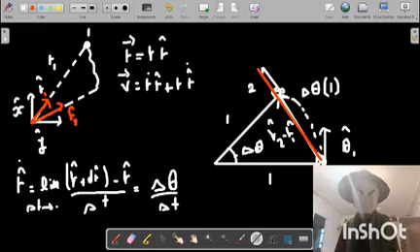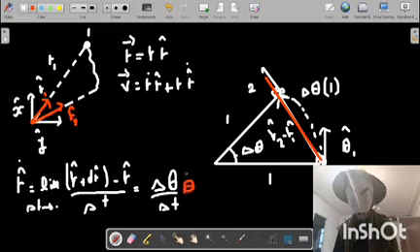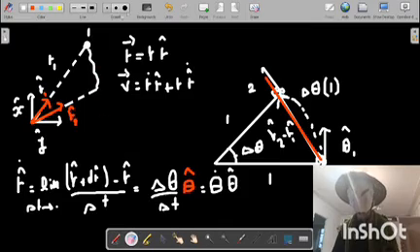And remember, this is not a proof. I just want to give you a vision. They have proofs with very complicated math. So we're using vision to understand this. Theta hat. So therefore, r hat dot is delta theta divided by delta t, which is theta dot theta hat. So let's use this in our equation now.